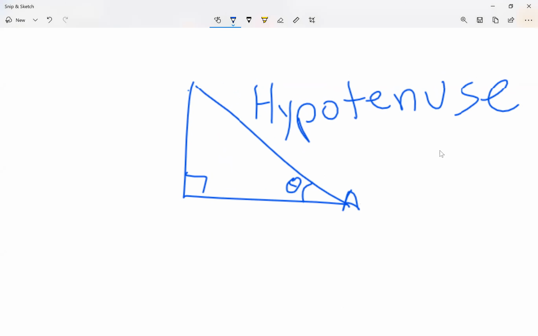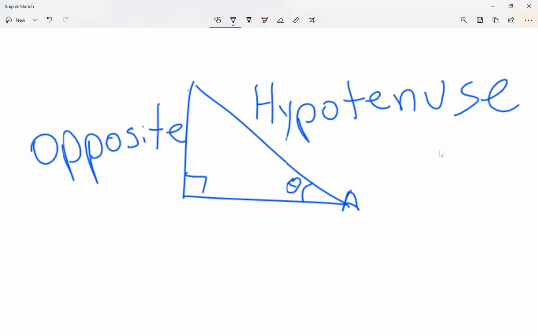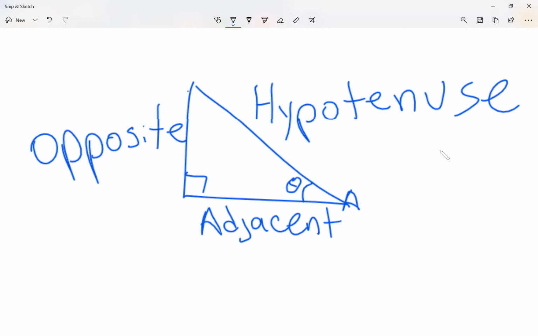Now the other two sides, based on this angle: this side right here, where I'm writing things out, is going to be called my opposite. Remember, opposite means far away, so that's far away from my angle. And this other side right here is going to be adjacent. Hypotenuse is always the biggest side, but opposite and adjacent depend on the angle that I gave you. Opposite again is far away, adjacent is close to. So those are the names that I'm going to be using for my sides.